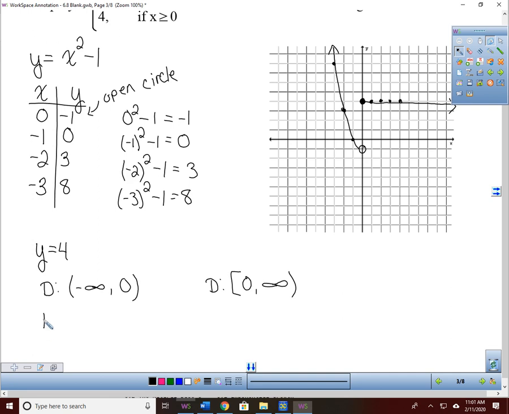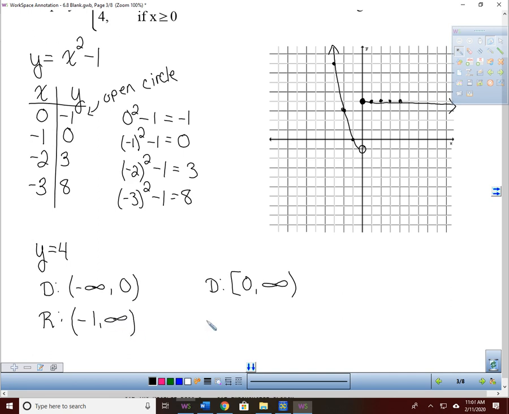So let's talk about range of the piece on the left. Range is how low to how high. So if I think about the lowest point here, that would be at -1. But at -1, I have an open circle. So I'm going to put a parenthesis to show that is not included. And then this graph continues to go up to infinity.